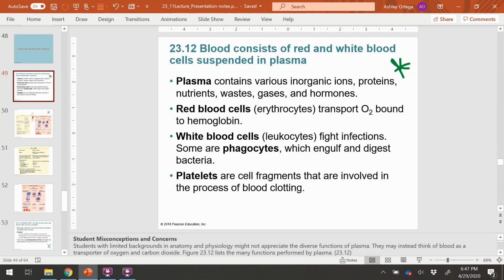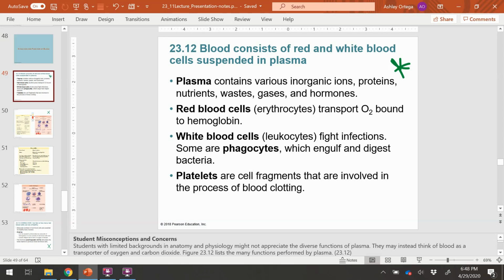Red blood cells are the erythrocytes. They transport oxygen bound to hemoglobin. White blood cells are the leukocytes, and they fight infections, their role is immunity and defense. Some of those white blood cells are called phagocytes that engulf and digest bacteria or other foreign particles, foreign viruses. Platelets are cell fragments that are involved in the process of blood clotting.